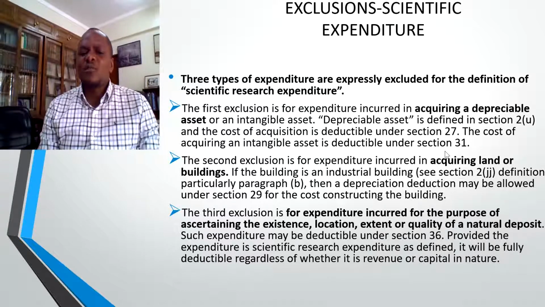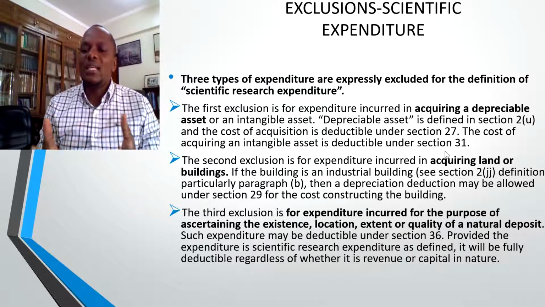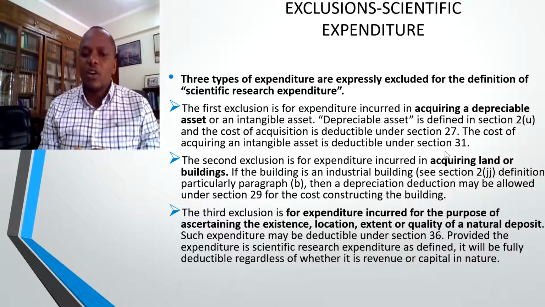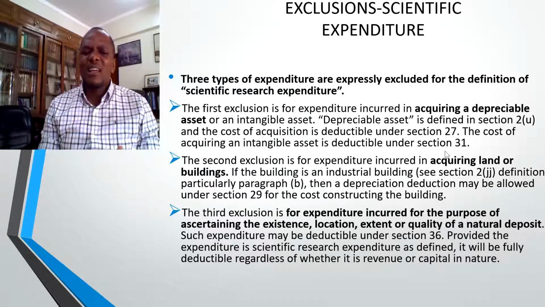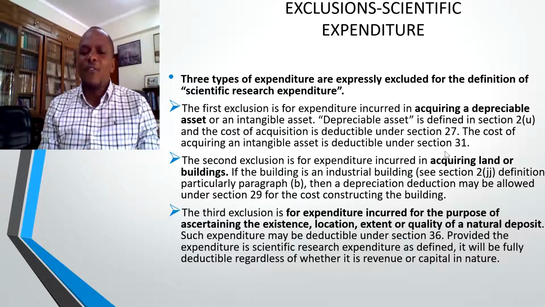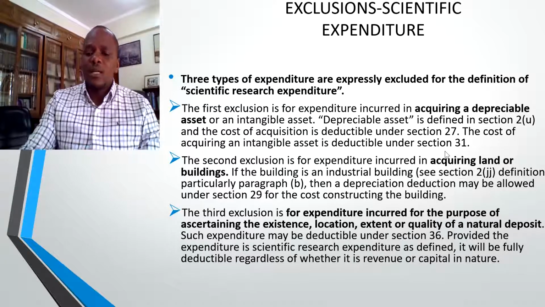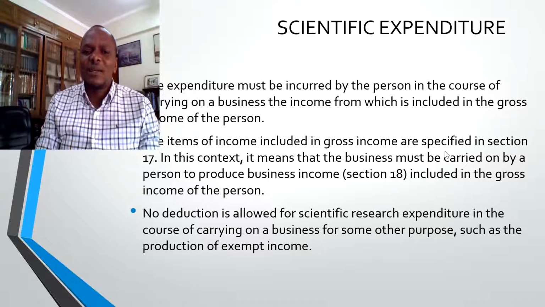The third exclusion for scientific expenditure is expenditure that is incurred for purposes of ascertaining the existence, location, extent, or quality of a natural deposit like minerals. Such expenditures may be deductible under section 36, provided that the expenditure is scientific research expenditure as defined. It will be fully deductible regardless of whether it's of a revenue or of a capital nature. So those are exclusions of what scientific expenditure is.